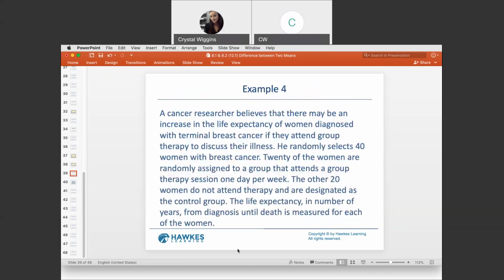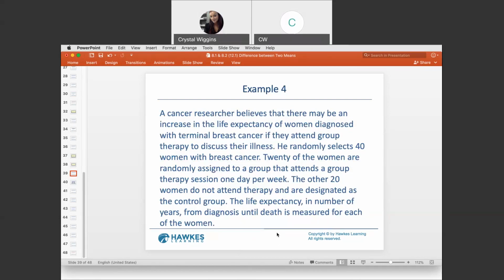So, for example, a cancer researcher believes that there may be an increase in life expectancy of women diagnosed with terminal breast cancer if they attend group therapy to discuss their illness. He randomly selects 40 women with breast cancer. 20 of the women are randomly assigned to a group that attends a group therapy session 1 day per week. The other 20 women do not attend therapy and are designated as the control group.